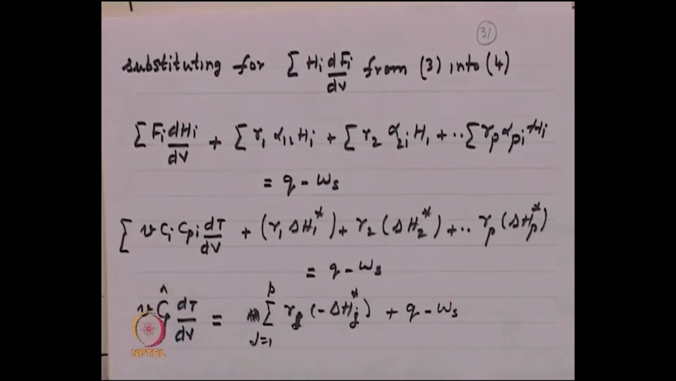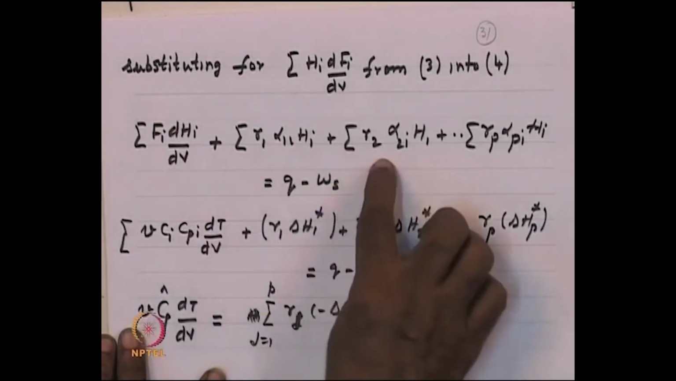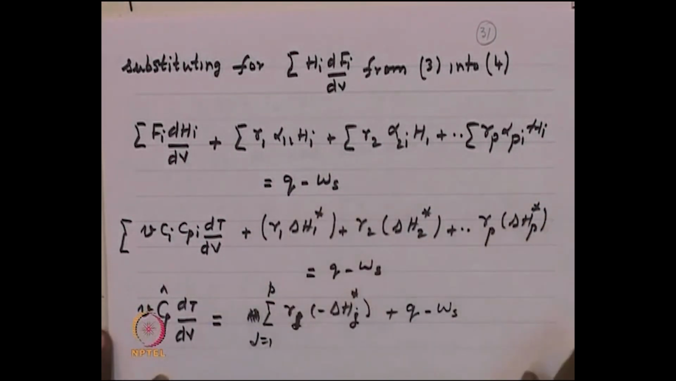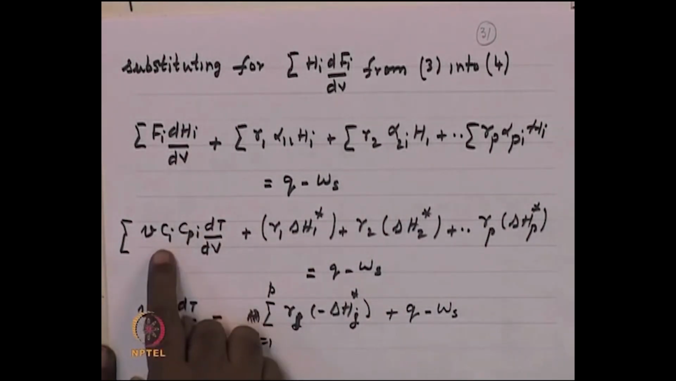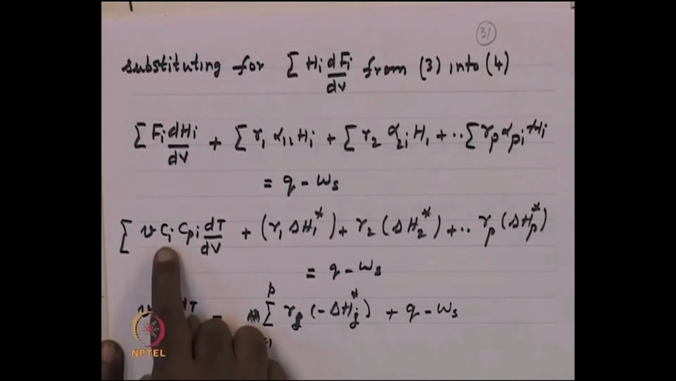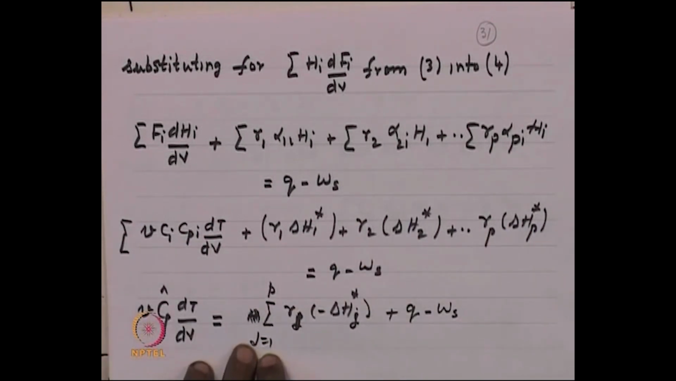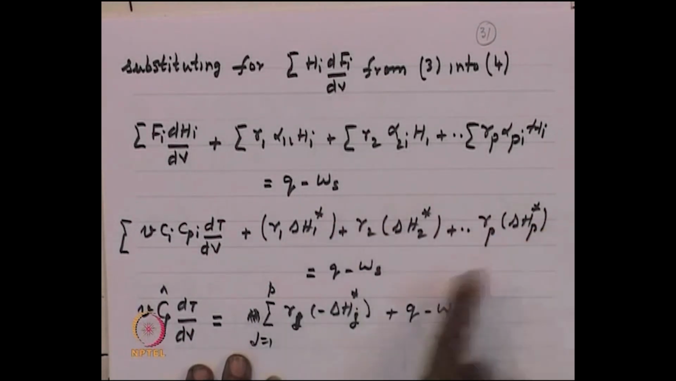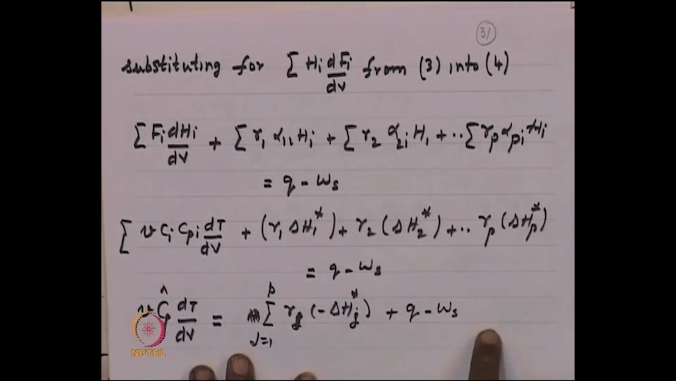Therefore, our energy balance now becomes Fi dhi dV plus all these R 1 delta H 1, R 2 to R p equal to Q minus W s. So, if you take it to the other side, this Fi dhi dV, putting in terms of our volumetric specific heat, becomes volumetric flow times volumetric specific heat, that is sigma C I C p I dt dV. This term is simply summation over j equal to 1 to p. There are p rate processes here, plus, I have taken it to the other side, therefore I put a negative sign, plus Q minus W s.